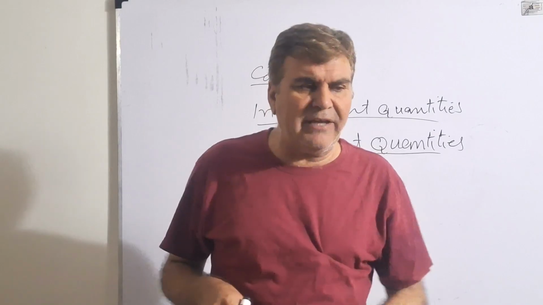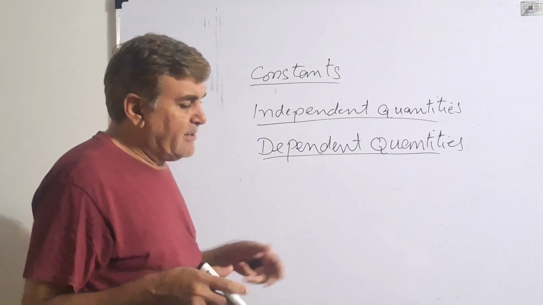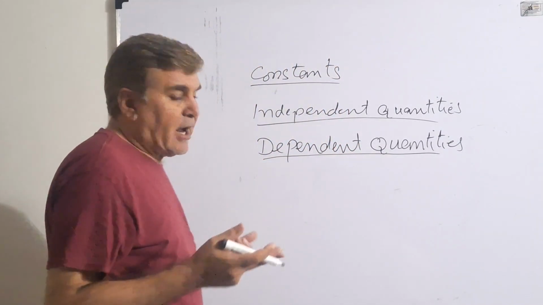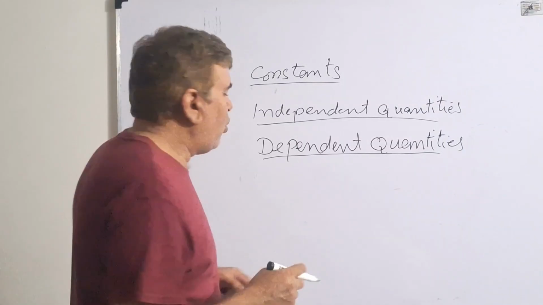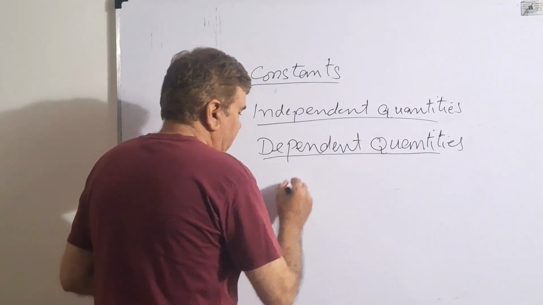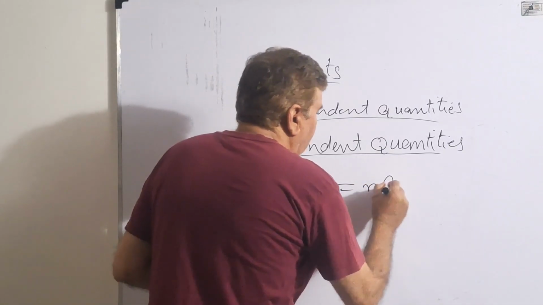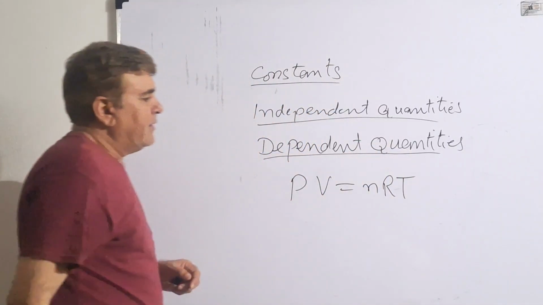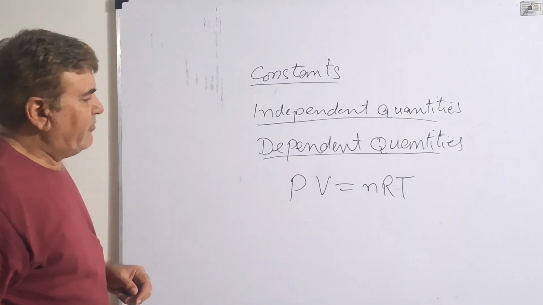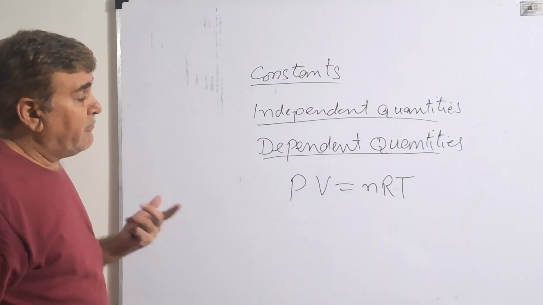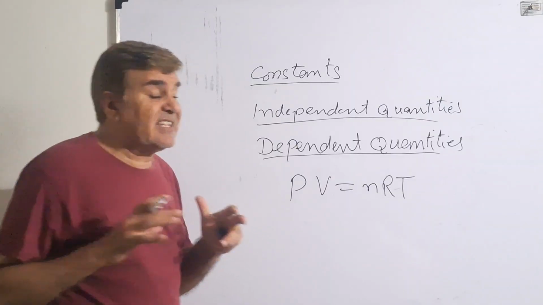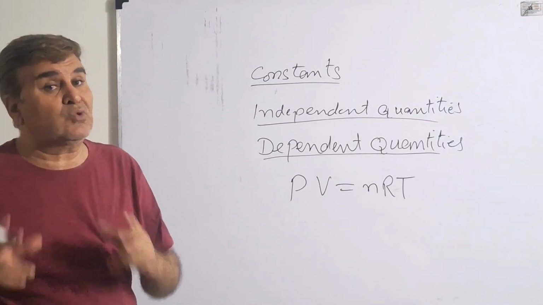I would like to give you an example from chemistry, from physics, and I want to use the very well-known equation we call the ideal gas equation, PV equals nRT. This equation connects five different quantities. In order to perform an experiment, we need to keep three of them constant and the rest two are linked to each other.